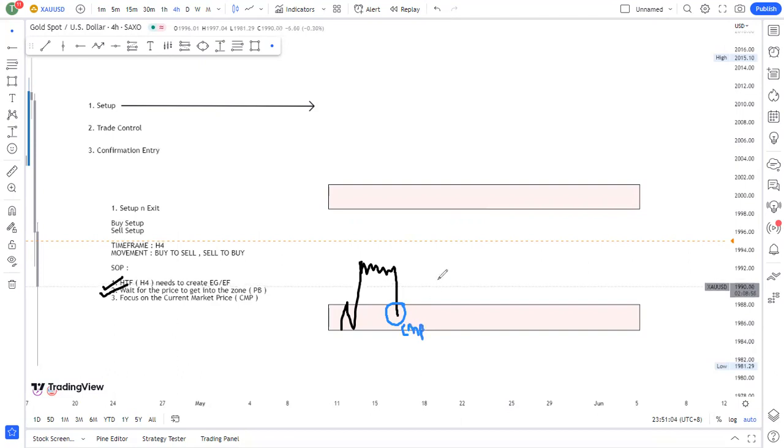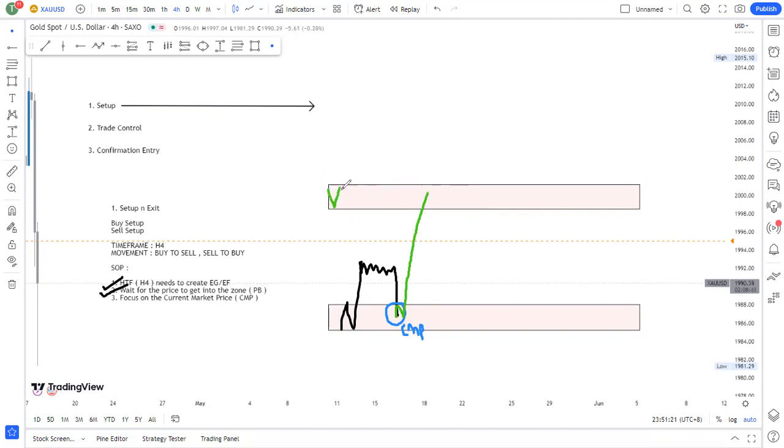Okay, which is CMP. So this is the theory of setup and exit. And we are going to execute the trade and so on after this. Okay. And the price is going to go up again until here. And then the same goes for the sell setup.